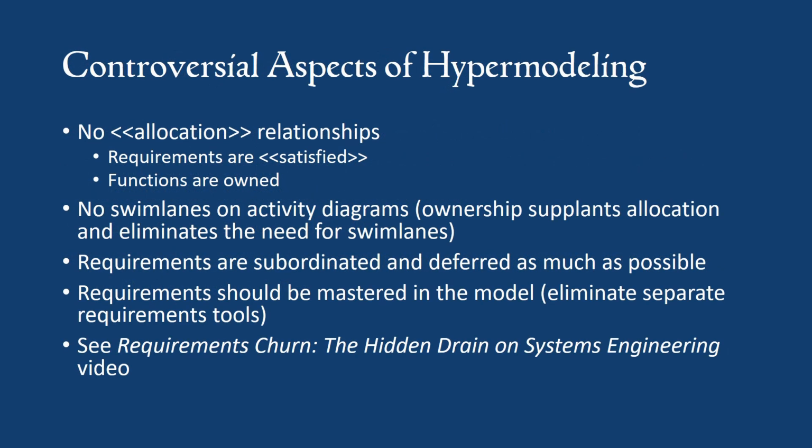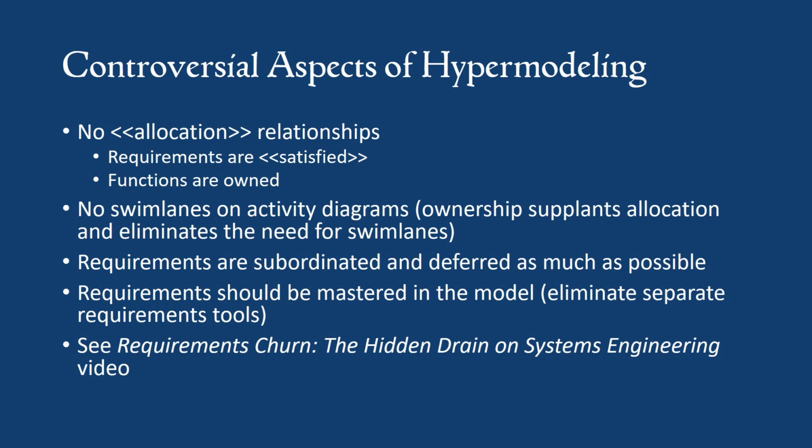Now, there are some aspects of hypermodeling that may be difficult for some stakeholders to accept. For starters, we don't allocate. I dislike the allocation relationship intensely. I feel it's intellectually sloppy and a waste of time. So I require satisfaction relationships with requirements because they tend to force you to be very specific. It also helps you catch mistakes.